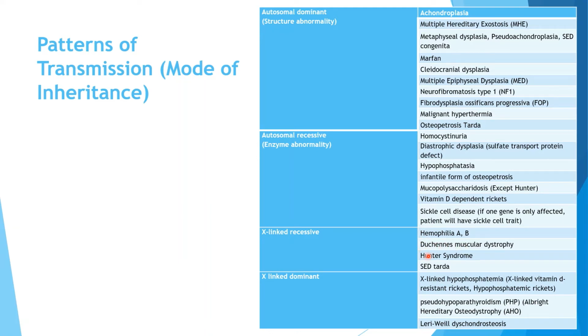Duchenne is a frequently encountered disease in orthopedics. They get equinus, also they get scoliosis, so you need to know the Duchenne.